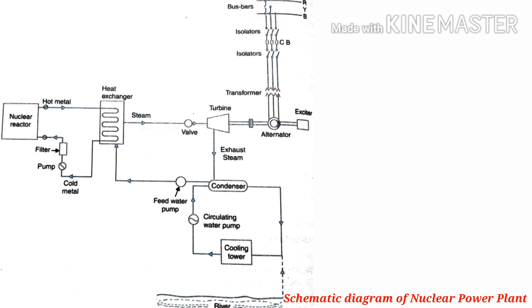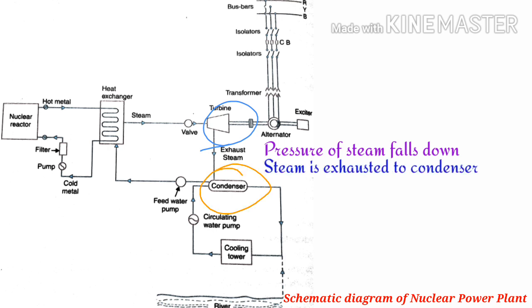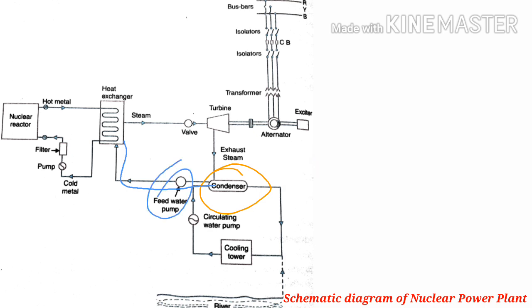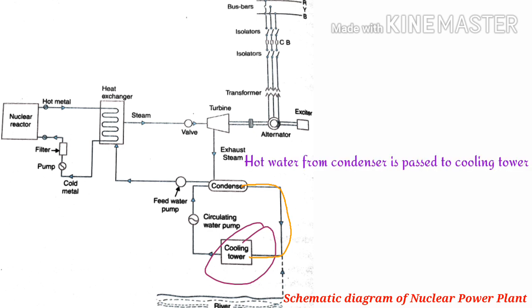Then after giving energy to the turbine blades, the pressure of the steam falls down. Then this steam is exhausted to the condenser. In the condenser, it is condensed, means steam is converted into water, and then it is fed to the heat exchanger through a feed water pump. Here in the cooling tower, hot water from the condenser is passed to the cooling tower where it is cooled down, and after cooling it is again reused.